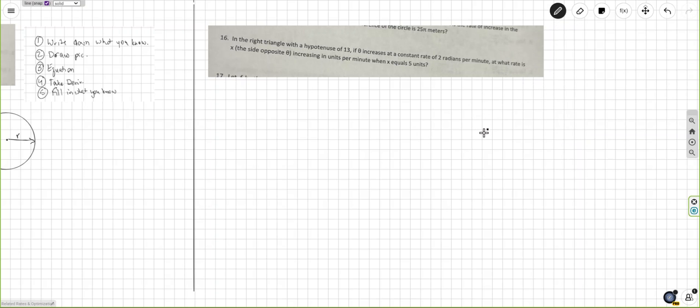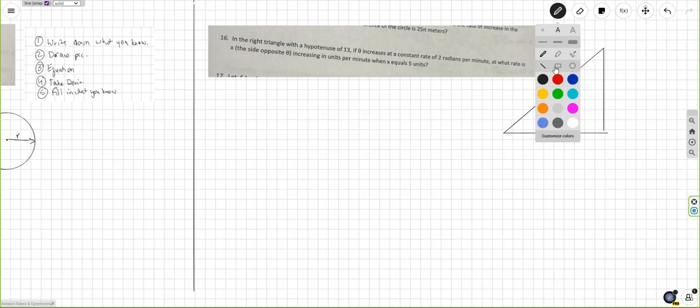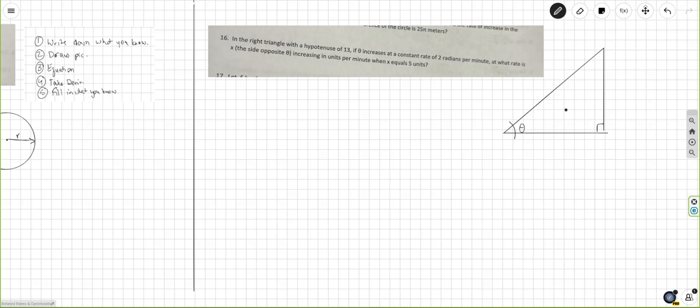All right, so we know we have a right triangle. They didn't really tell us which way it's facing. We don't really care, so we're just going to draw ourselves a right triangle. Here we go. They didn't tell us where theta was, right? So we're just going to pick an angle to be theta that's not the right angle. So we're just going to say, theta's over here. And they said the hypotenuse is 13. So hypotenuse is 13. They also said theta is increasing at a constant rate.